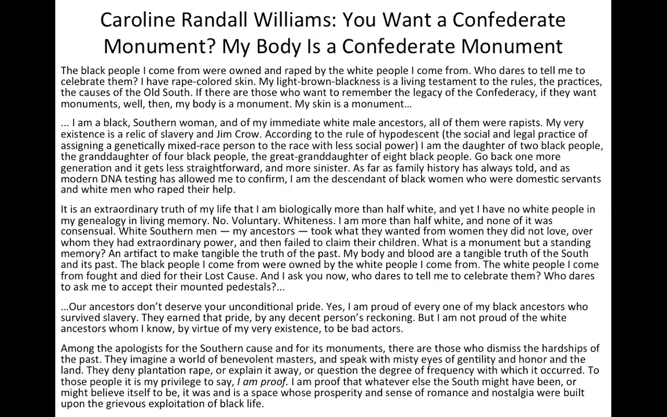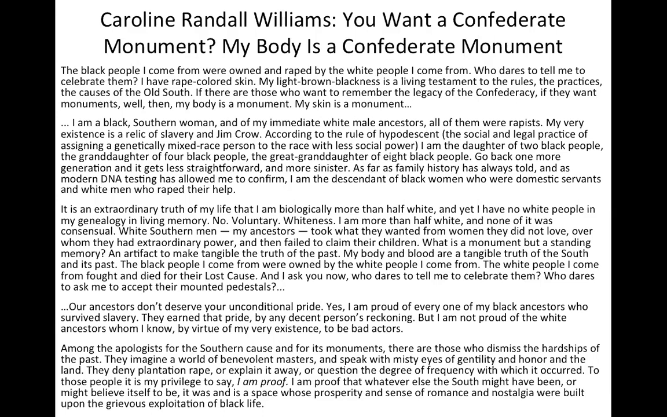I am a Black Southern woman, and of my immediate white male ancestors, all of them are rapists. My very existence is a relic of slavery and Jim Crow. According to the rule of hypodescent, the social and legal practice of assigning genetically mixed race persons to the race with less social power, I am a daughter of 2 Black people and a granddaughter of 4 Black people, the great-granddaughter of 8 Black people. Go back one more generation and it gets less straightforward and more sinister.